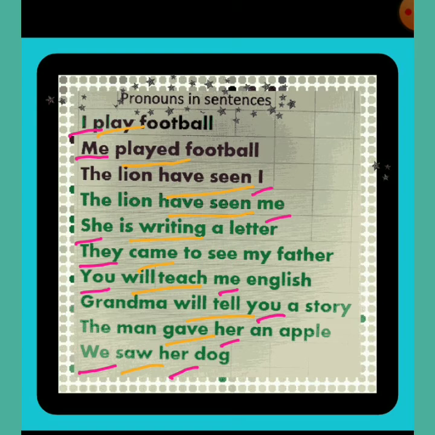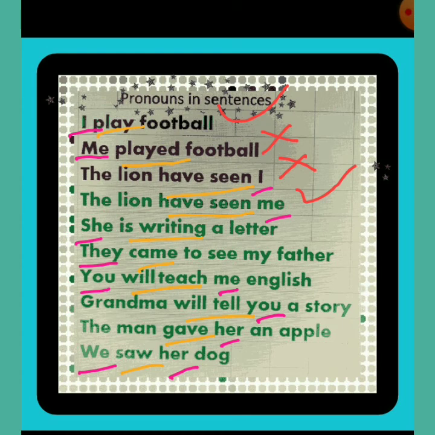In the first sentence, I play football, I is used as the subject, that is a correct sentence. Me played football, here it is a wrong sentence because me is an objective case and cannot be used as a subject. So this is a wrong sentence. The lion have seen I, this is also a wrong sentence because I is subjective case but used as an object here. So that is also a wrong sentence. All the other sentences are correct. Here in this sentence, this is the correct sentence. The lion have seen me. Instead of I, we have used me, objective case. So that is a correct sentence.